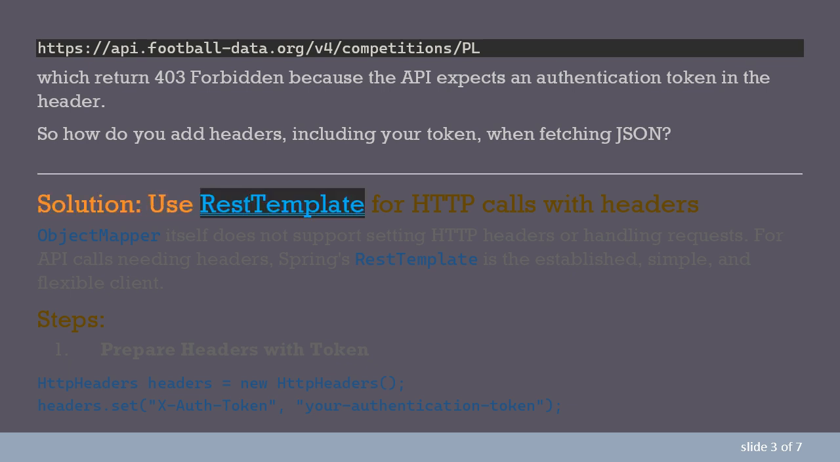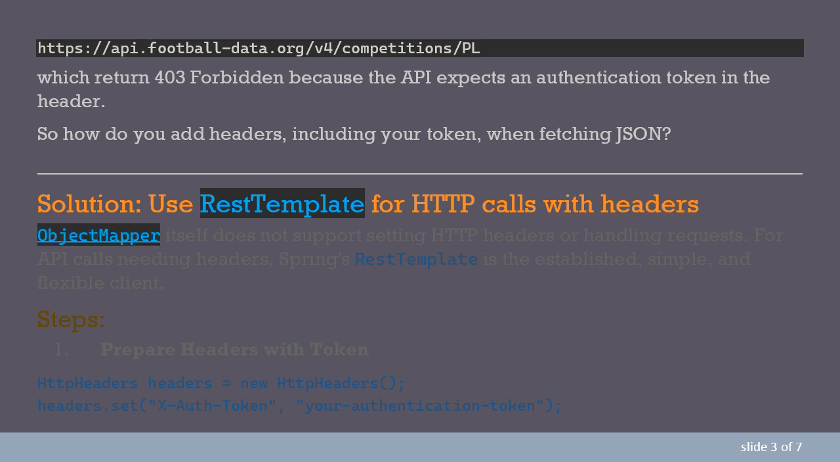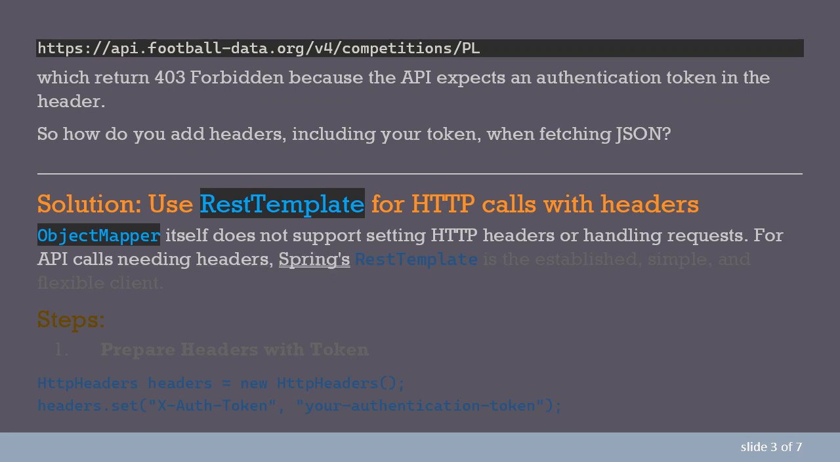Solution: use RestTemplate for HTTP calls with headers. ObjectMapper itself does not support setting HTTP headers or handling requests. For API calls needing headers, Spring's RestTemplate is the established, simple, and flexible client.